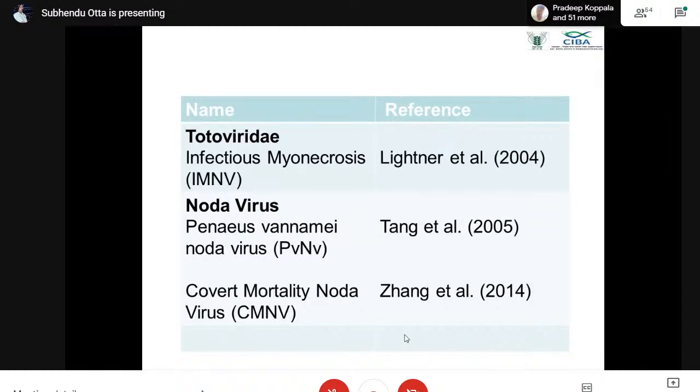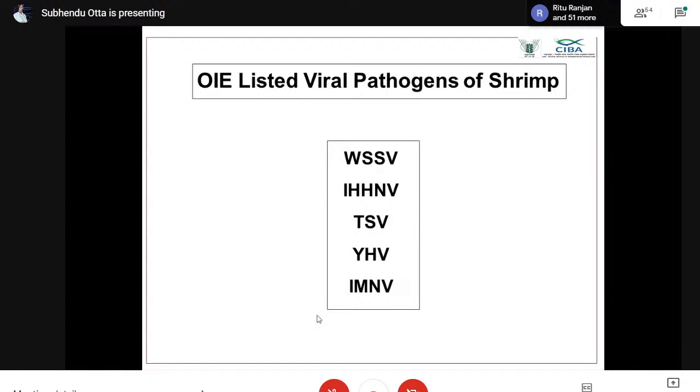And the last one is Nodavirus. One is Penaeus vannamei nodavirus, PvNV, and another is covert mortality nodavirus, CMNV. Among these, CMNV is important in China, and somehow it has not been reported in India.